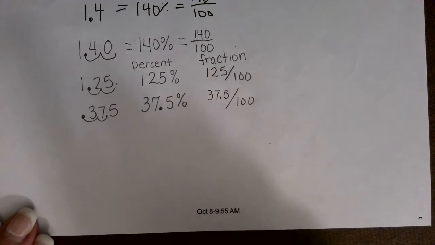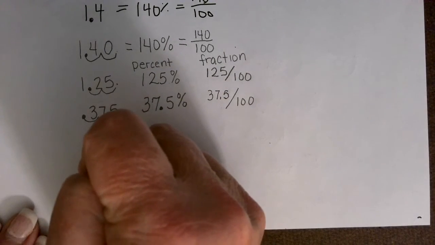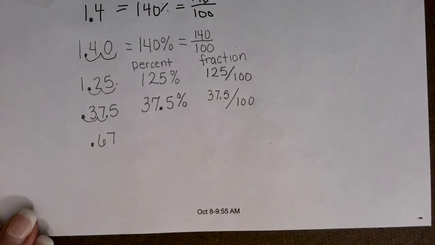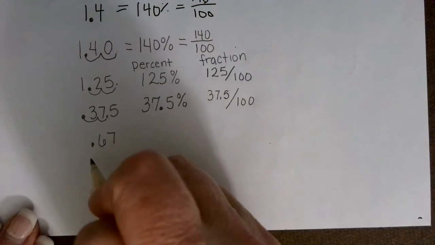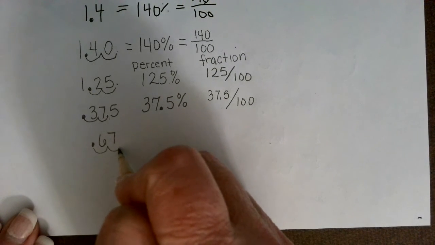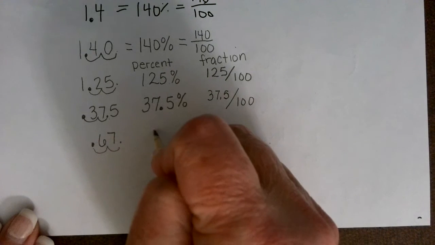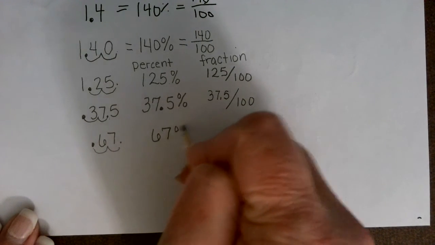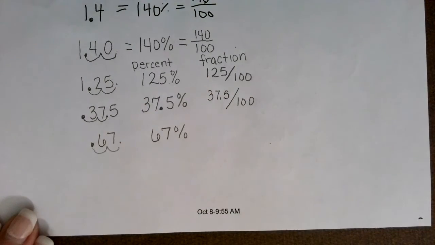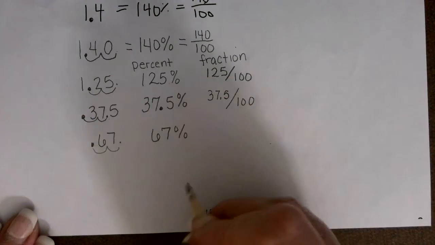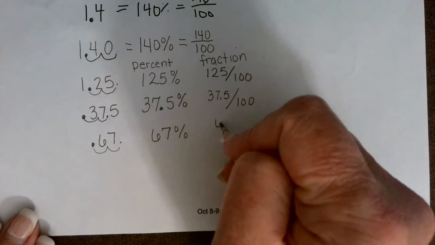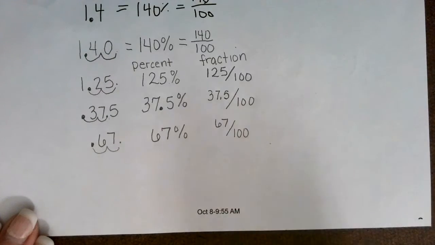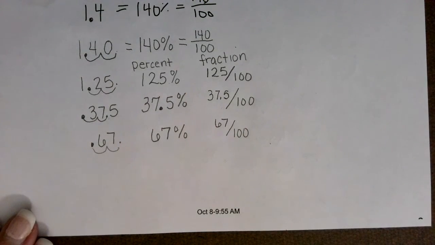We're going to do one last problem where we have 67 hundredths. We're moving that decimal 2 places to the right. So that gives us 67%. And then 67% is 67 over 100, or 67 out of 100.